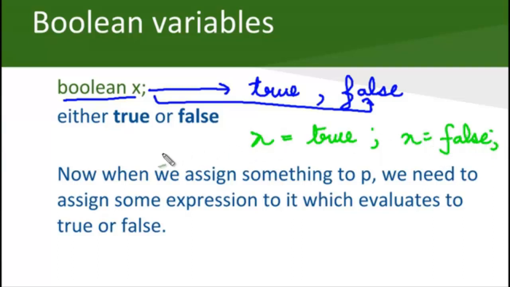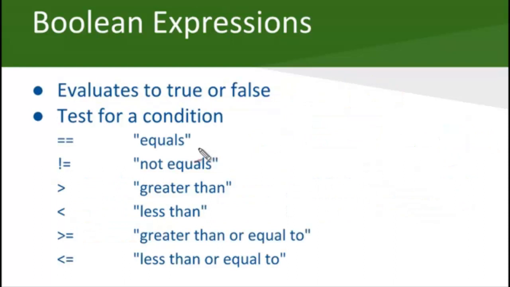But when we have some expression and we are assigning it to the variable, it is necessary for the expression to evaluate to true or false. So here we have x and we need to assign something to x, and we have an expression. Then that expression should evaluate to either true or false.